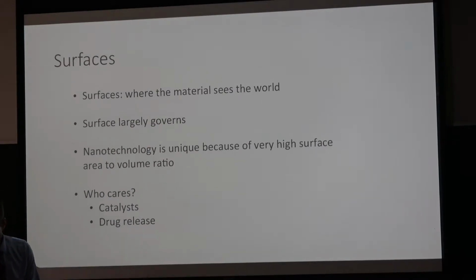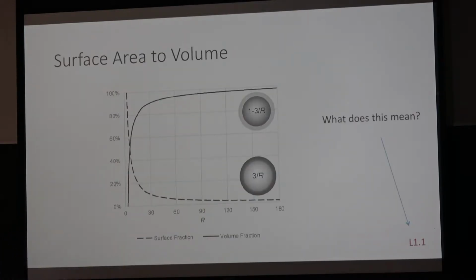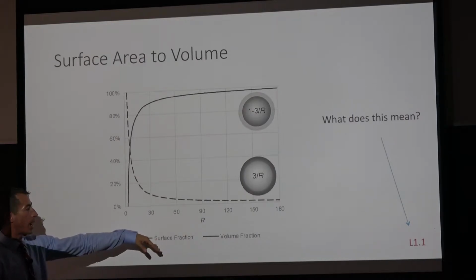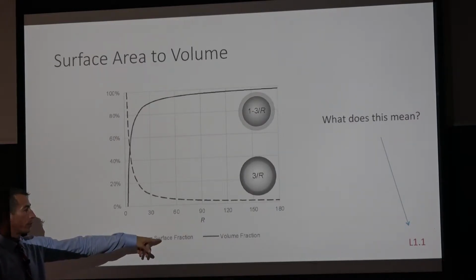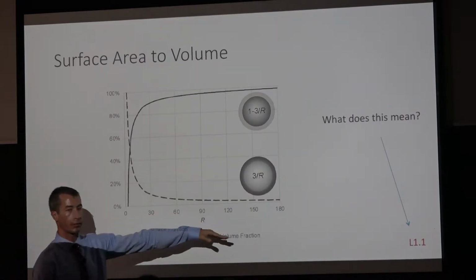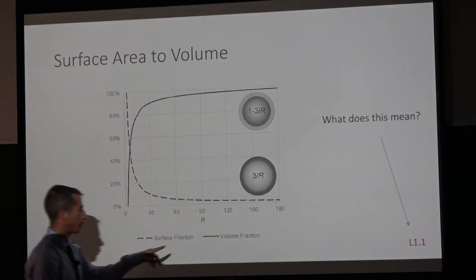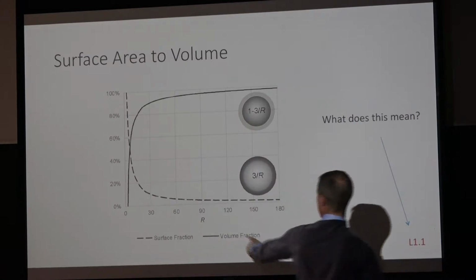Okay? So this is something that you might have seen before. A plot of how the surface fraction, the amount of material that's on the surface, changes as a function of the radius, okay? And then we can also plot the same thing for what fraction is in the interior.